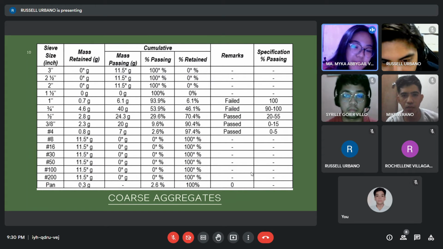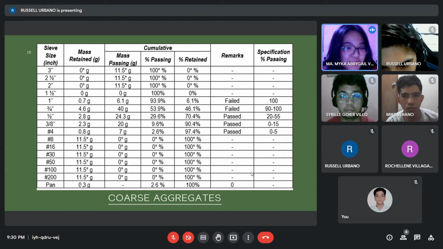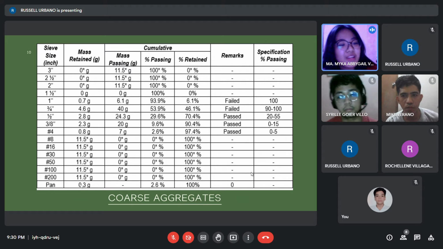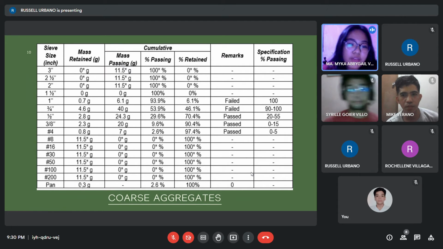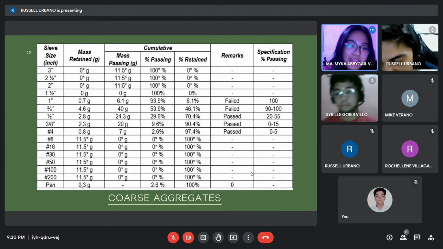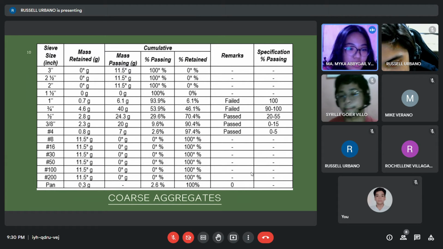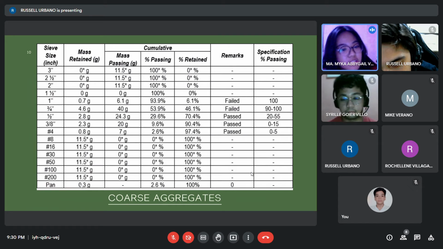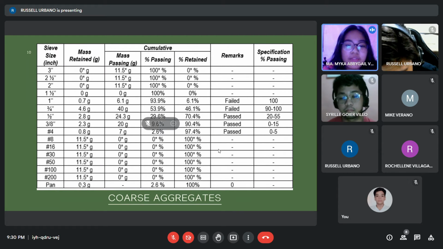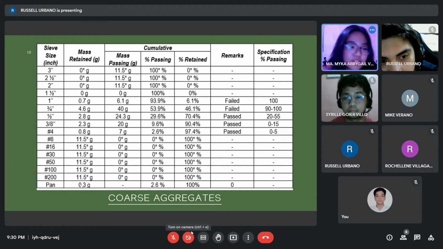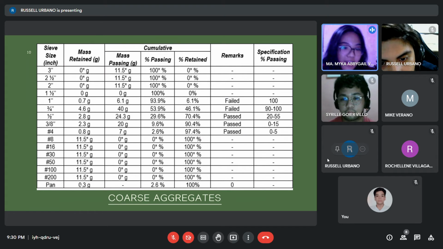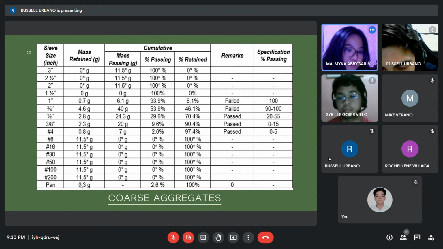We assume the recorded masses from each individual sieve: 1.5 inch, 1 inch, 3/4, 1/2, 3/8, number 4, and pan. As for the recorded mass retained, the given sieve 1.5 inch is 0, for 1 inch is 0.7 grams, for the 3/4 inch it's 4.6, in 1/2 inch 2.8, and so on and so forth. As I said earlier, their target is within 99.7, which is if you total the recorded mass retained after sieving, it is still 11.5 grams.